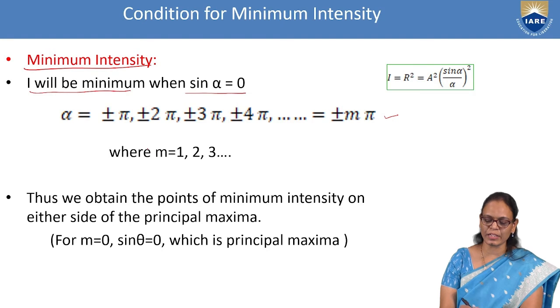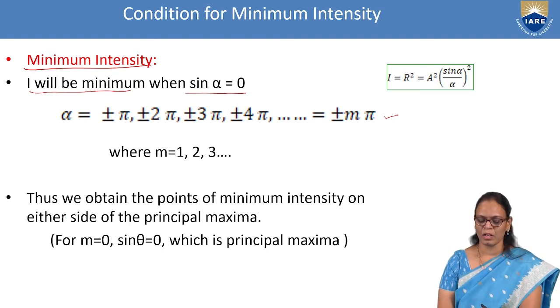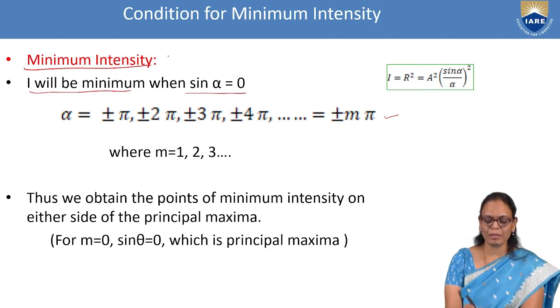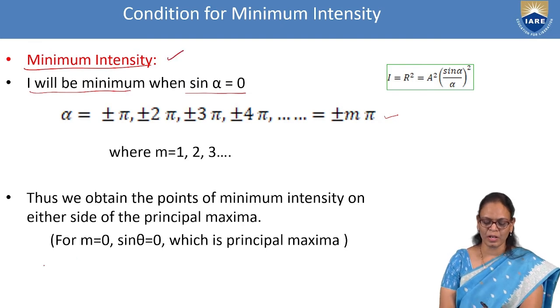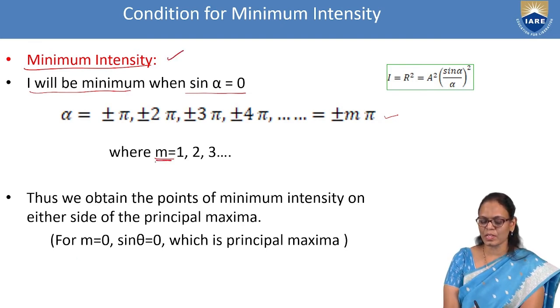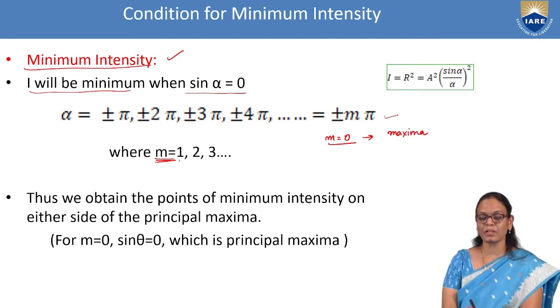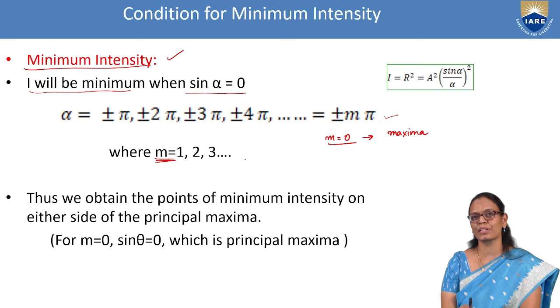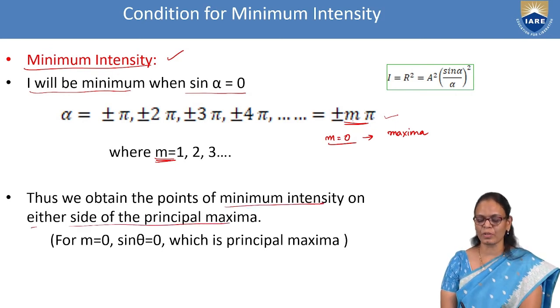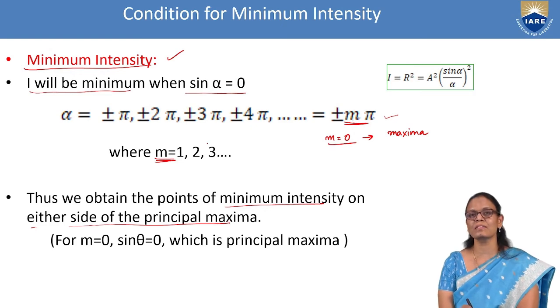Now we will write the conditions for minimum intensity we are seeing. We will not consider m is equal to 0 because for m is equal to 0 we are getting a maxima, principal maxima. Okay, so let us only take the values for m is equal to 1, 2, 3 and so on. For m pi, we will be considering only 1, 2, 3 and so on. So we will obtain the minimum intensity on either side of the principal maxima for all these values.